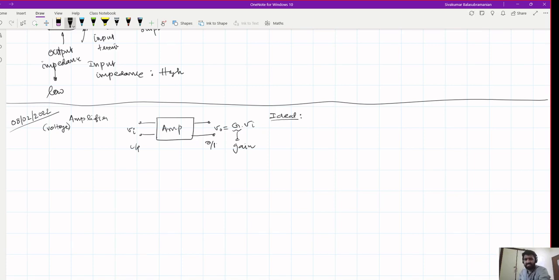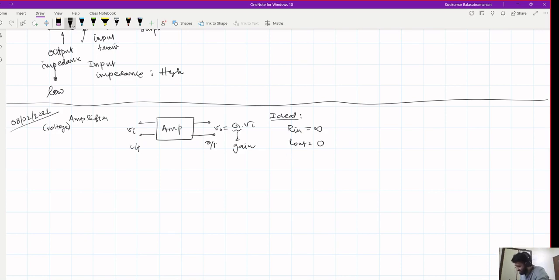What are the ideal characteristics of a voltage amplifier? Input impedance is high, output impedance is low, and gain is infinite. No, yeah, okay, we'll come to that.